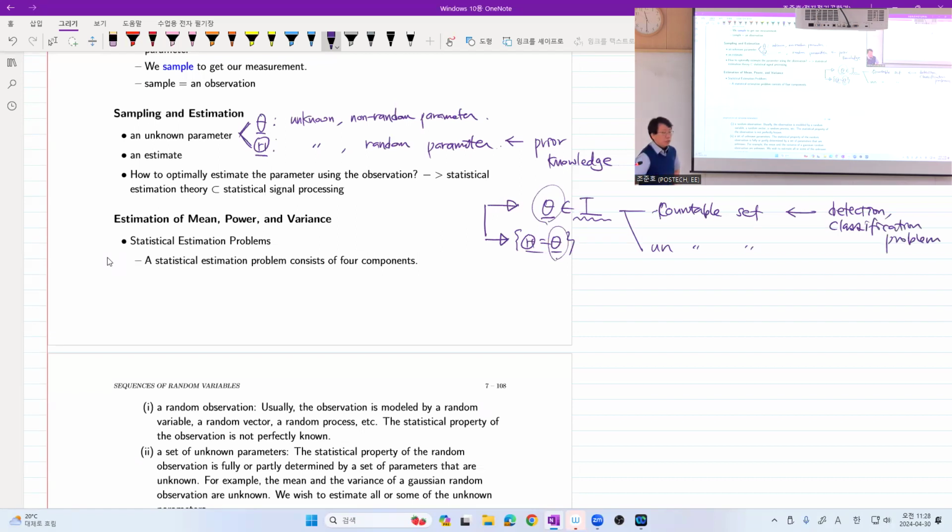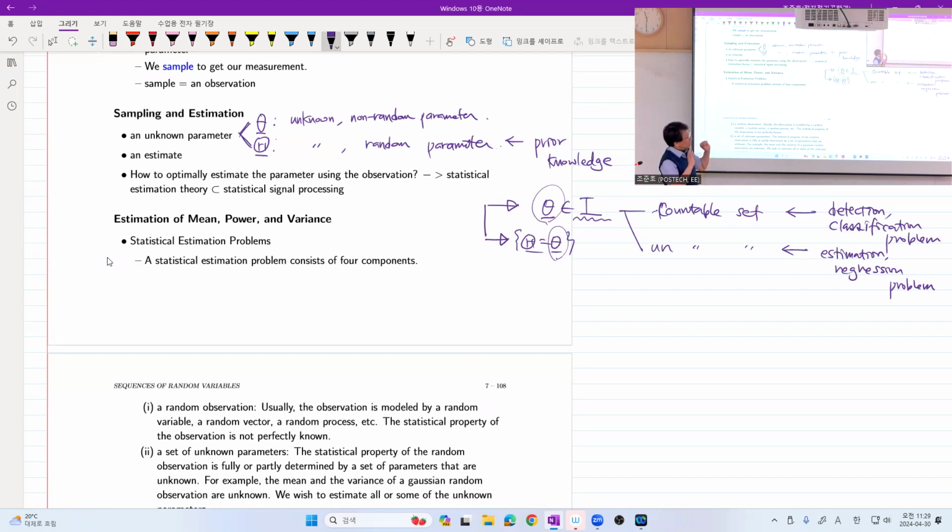By the way, in statistical signal processing, the detection problem is quite more often used. In machine learning and AI, they say classification problem. If the index set is an uncountable set, in statistical signal processing, this is called an estimation problem. In machine learning, sometimes it's called a regression problem, even though regression is not the only estimation problem.